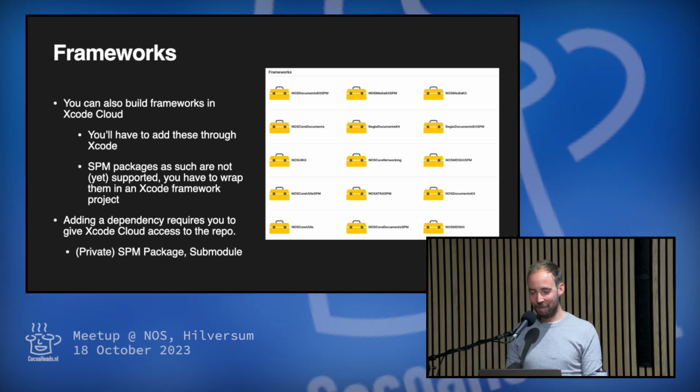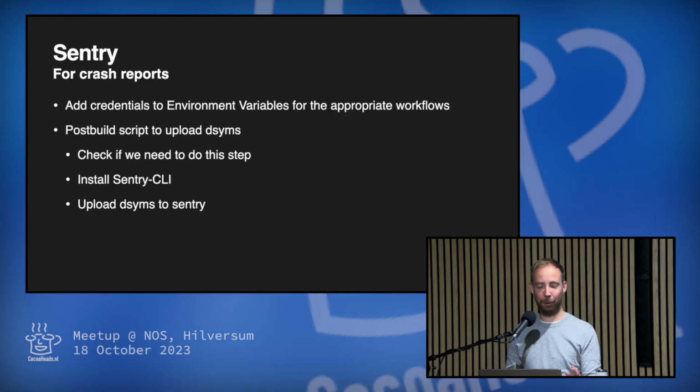Okay, and finally, we use Sentry for crash reporting. So we have a post-build script that installs the Sentry CLI and uploads to Sentry if the build is actually completed, and of course also if it's going to TestFlight. So not for our PR builds, we skip that. Then we check which workflow it is. And if it's a release workflow, then we say, okay, let's also upload these symbols to Sentry.